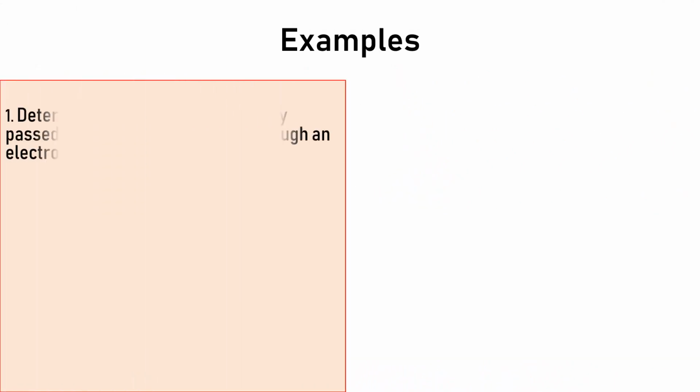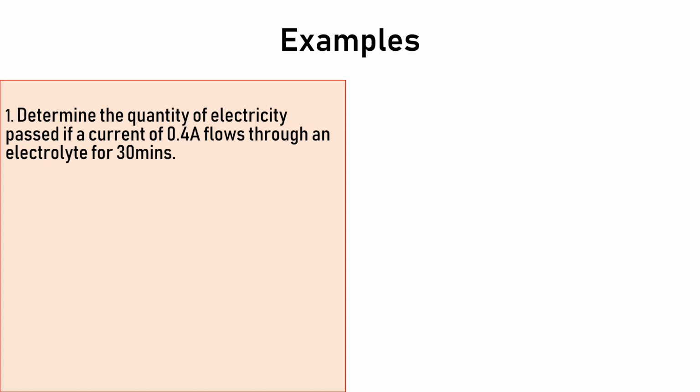Let's look at the following examples. Example number 1. Determine the quantity of electricity passed if a current of 0.4 amperes flows through an electrolyte for 30 minutes. How do you solve this? Let's look at the solution. By the way, which formula are you going to use to solve this question? Yes, that is going to be Q equals IT.